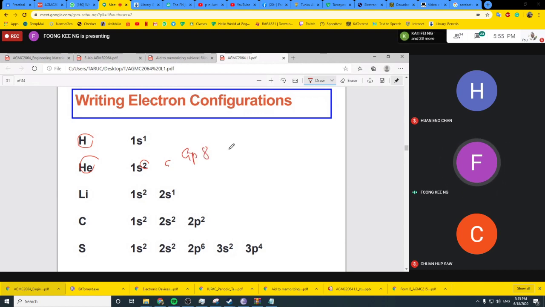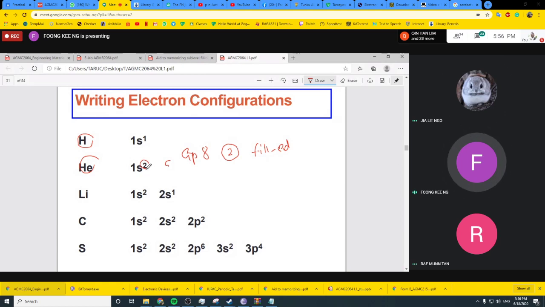That means it is going to be 2 if you write the configuration. What you have here is a filled shell. The keyword is filled up. Is this stable? Yes, it's very stable. Can you remove an electron from here? Yes, you can, but it is very hard. You have to have a lot of energy.